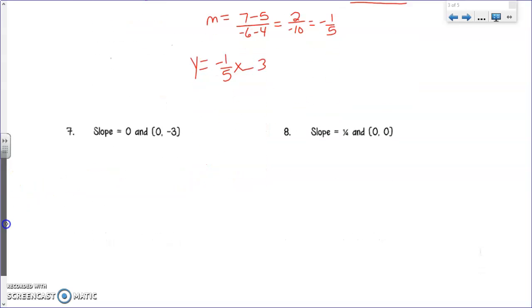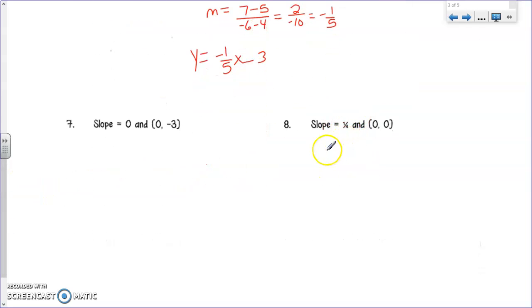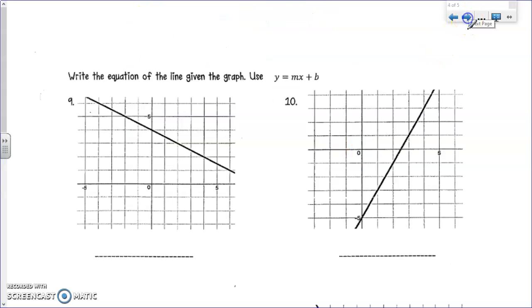-3. Okay, on number 8, we know our slope is 1/4, and then our y-intercept is 0. Now we wouldn't leave a 0 in, so we would just put 1/4 x. Okay, so you're going to do the odd, and then we're going to check it.